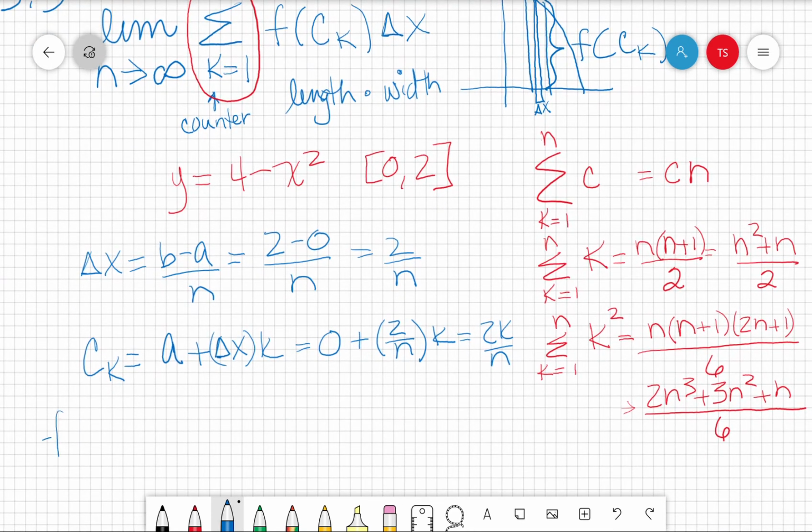And then f of c sub k is going to be equal to 4 minus x squared. So I'm just going to replace my x with c sub k. c sub k is 2k over n. We're going to square that. And so this gives me 4 minus 4k squared over n squared.